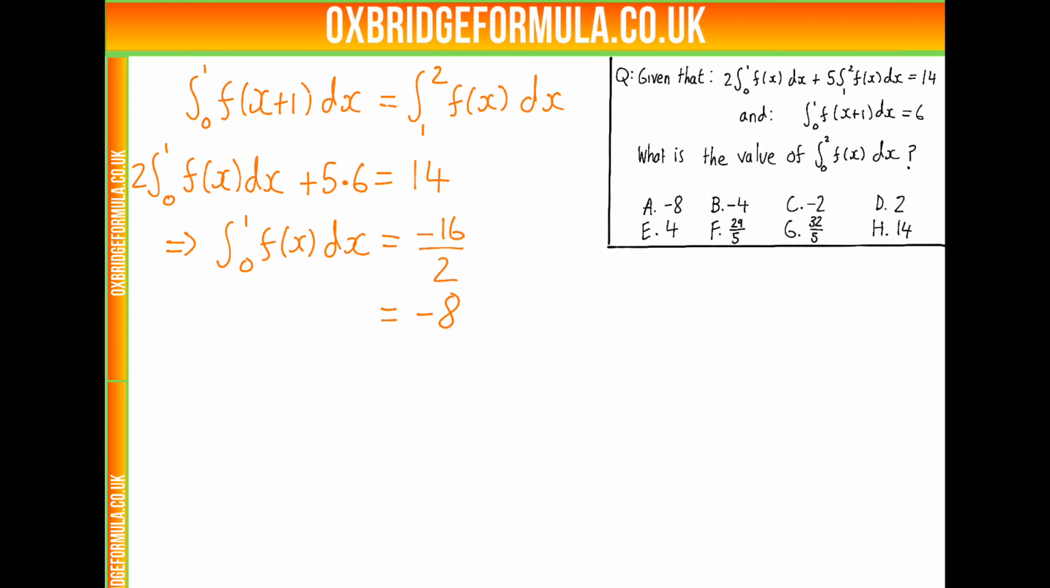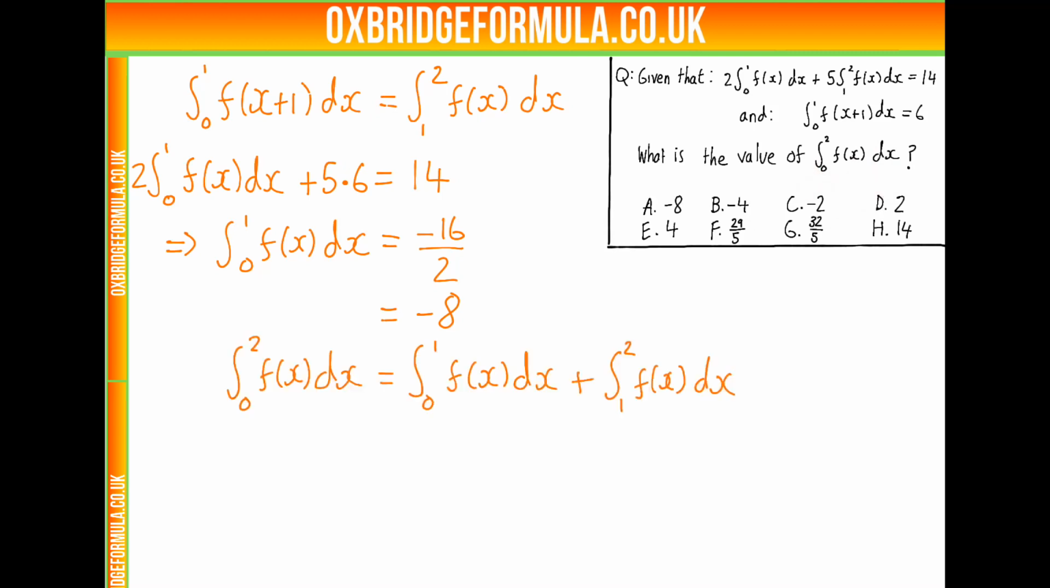We're asked to calculate the integral of f(x) between 0 and 2. So let's split that up into the integral between 0 and 1 and between 1 and 2. We know the integral between 0 and 1 is minus 8. And the integral between 1 and 2 is the integral of f(x+1) between 0 and 1, which we're told is 6. So we need to do minus 8 plus 6, which is minus 2. Looking at our answers, this matches C. So our answer is C.